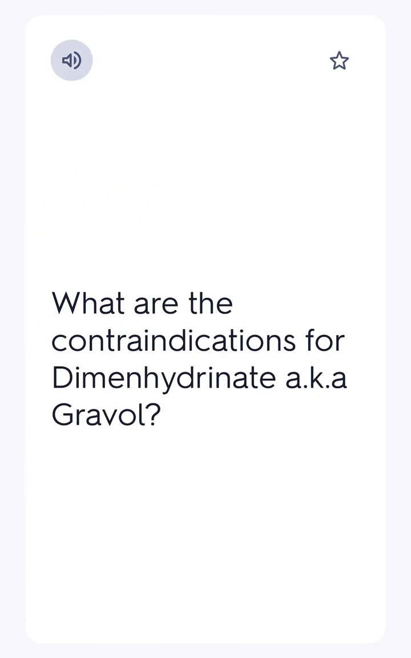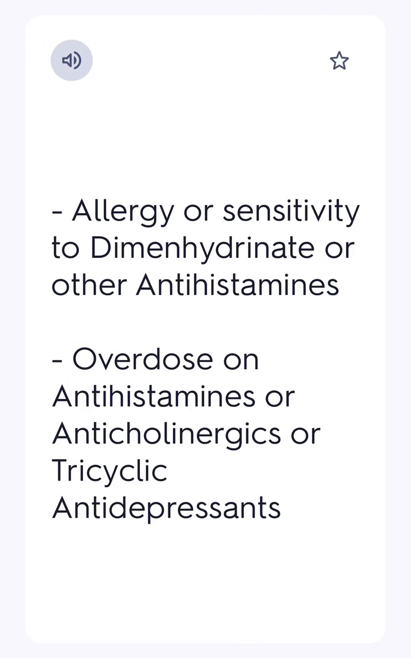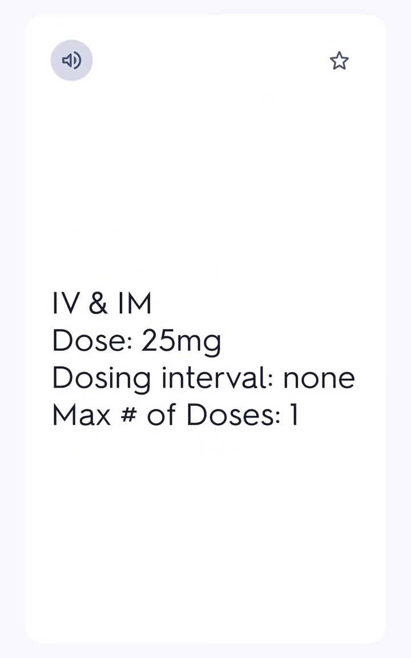What are the contraindications for dimenhydrinate aka Gravol? Allergy or sensitivity to dimenhydrinate or other antihistamines, overdose on antihistamines or anticholinergics or tricyclic antidepressants. What is the dosage of dimenhydrinate aka Gravol for a patient greater or equal to 25 kg and less than 50 kg? IV and IM dose, 25 mg; dosing interval, none; max number of doses, 1.